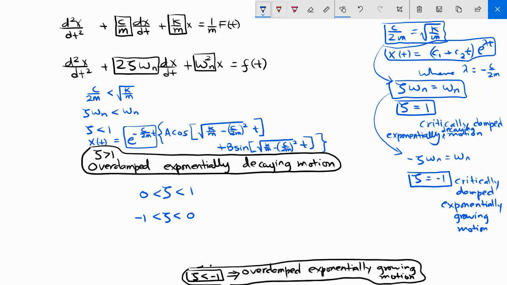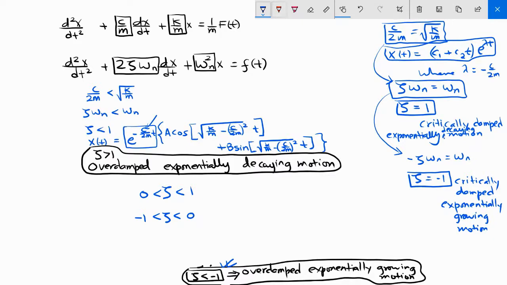Like for example, when zeta is positive, that is c is positive, we will get exponential decay. When zeta is negative, then this c will be negative, so we will have e raised to the power something positive times t, which will lead to exponential growth. Now, I did not discuss zeta less than negative 1 here because that has already been covered. That leads to overdamped exponentially growing motion.